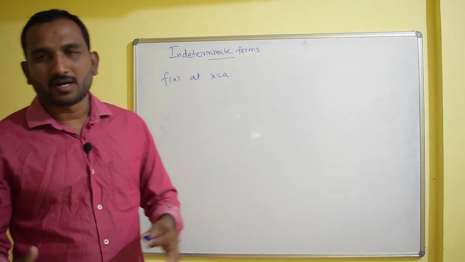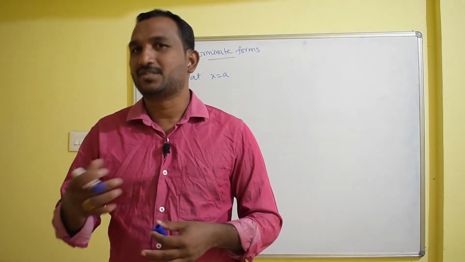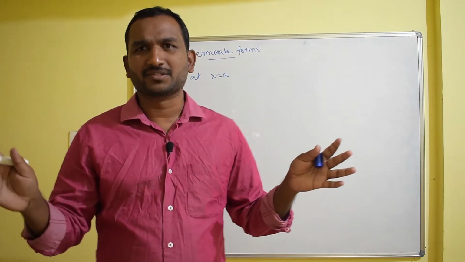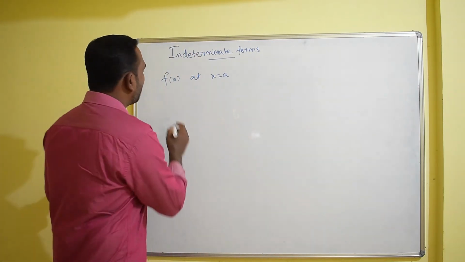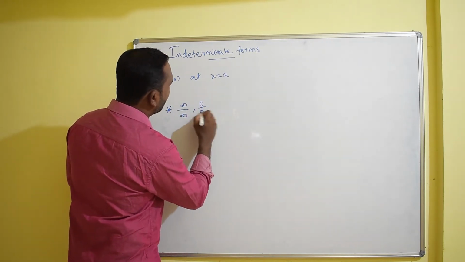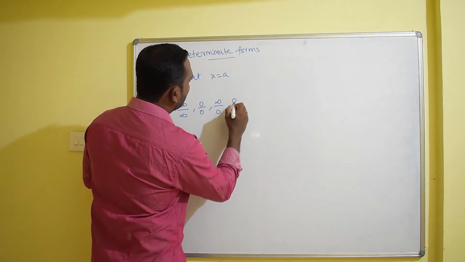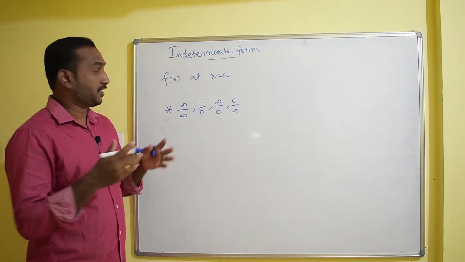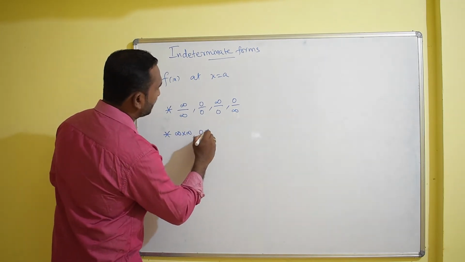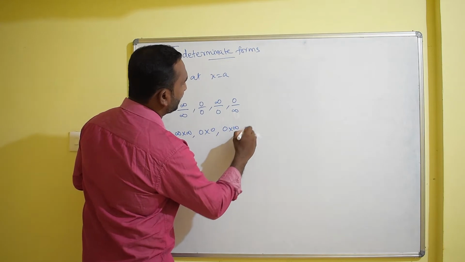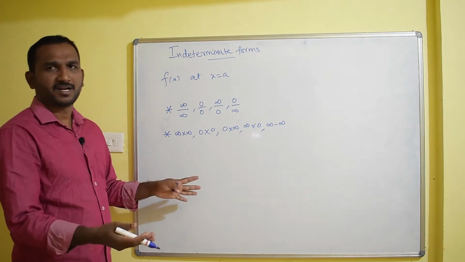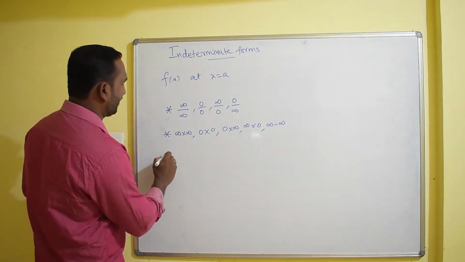If I apply the limit x tends to a, assume that you are getting some different expression. That expression may be like infinity by infinity, 0 by 0, or infinity by 0, or 0 by infinity. Not only this, we have so many things. Maybe infinity into infinity, 0 into 0, 0 into infinity, infinity into 0, or infinity minus infinity. Up to that? No, we have many more things.